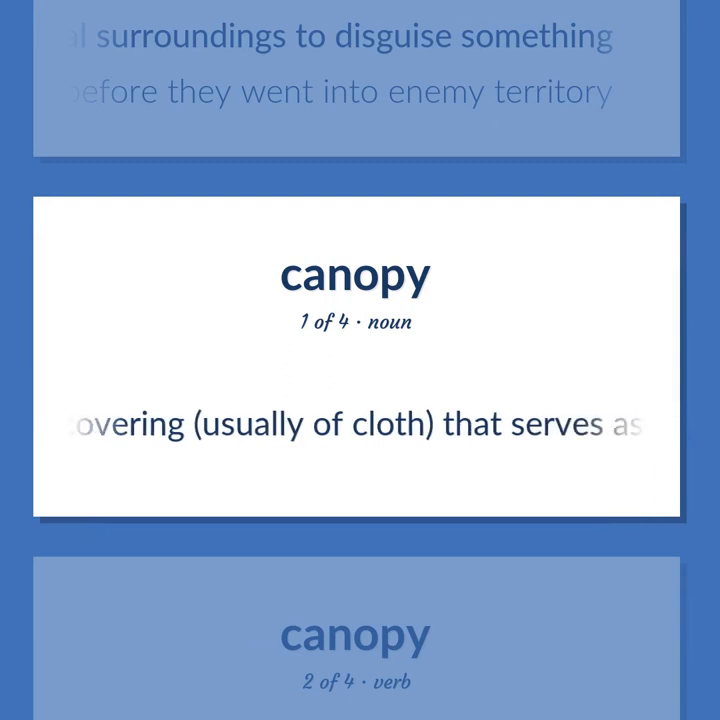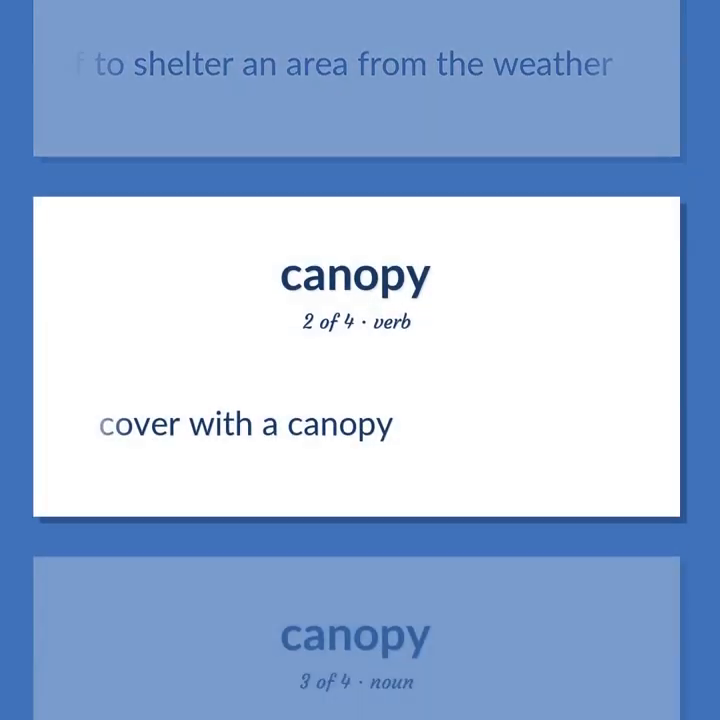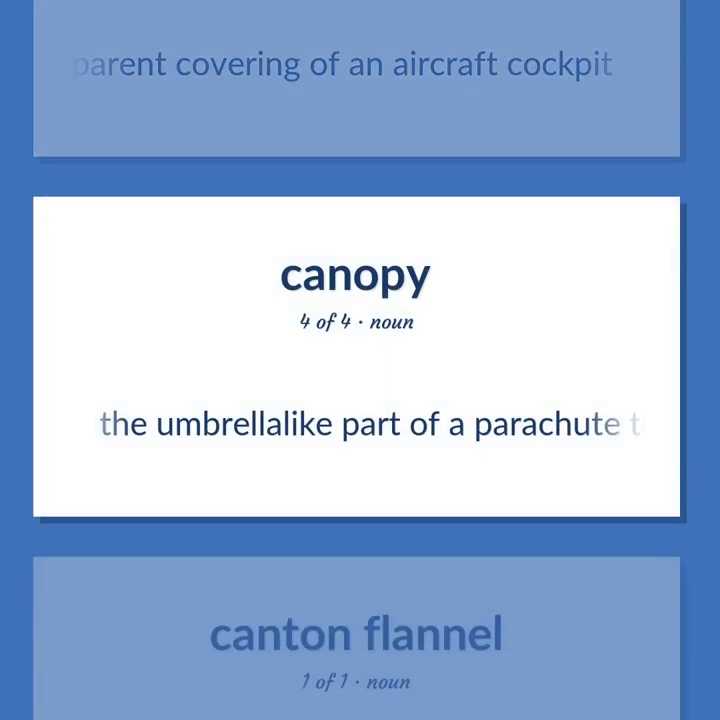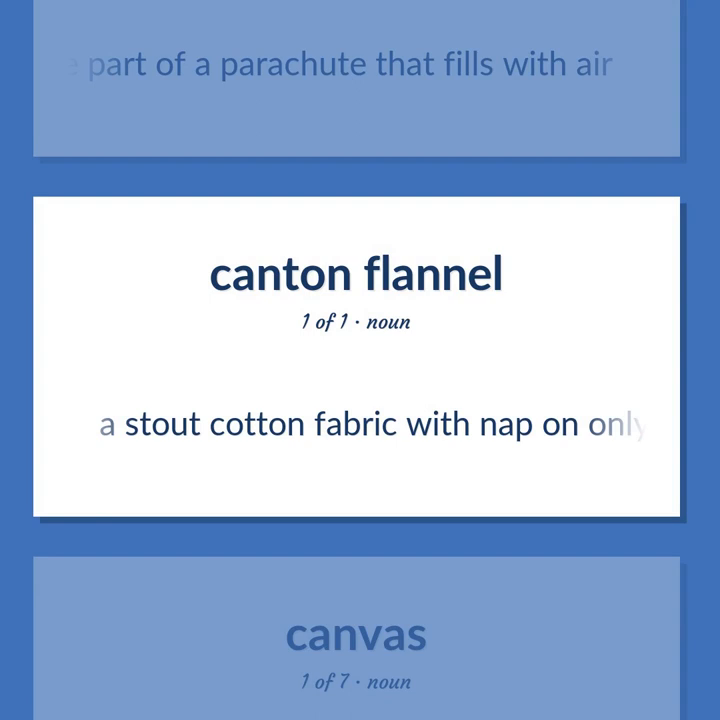A covering, usually of cloth, that serves as a roof to shelter an area from the weather. Cover with a canopy. The transparent covering of an aircraft cockpit. The umbrella-like part of a parachute that fills with air. A stout cotton fabric with nap on only one side.